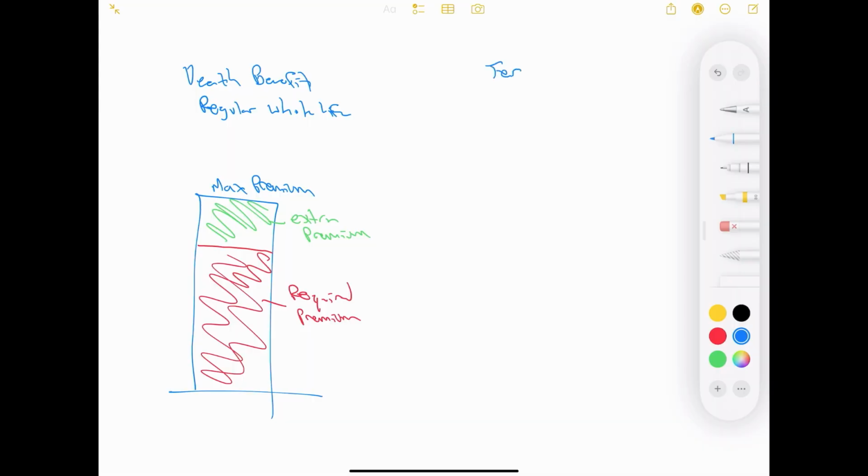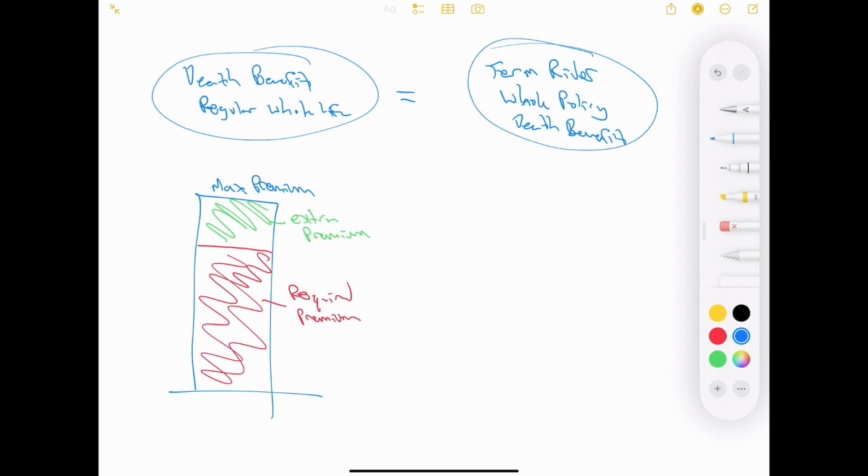If we add a term rider to the whole life policy and we keep the death benefit the same, so the death benefit on the regular policy and the death benefit on this other policy with a term rider equal one another, it's not as though we've changed the death benefit around. What should happen from a life insurance design standpoint is the premium that we can put into the policy stays the same. So max premium, that is unaffected.